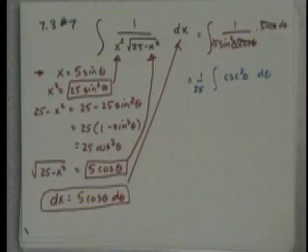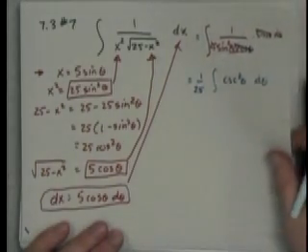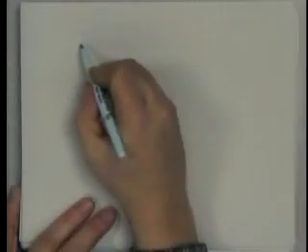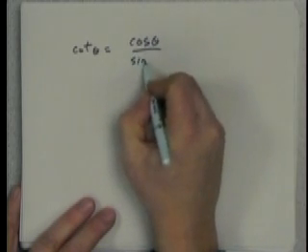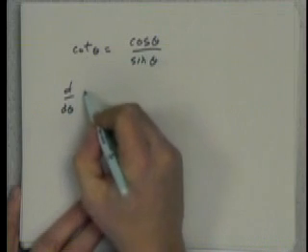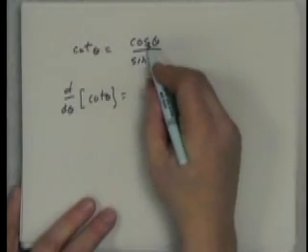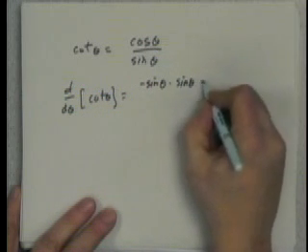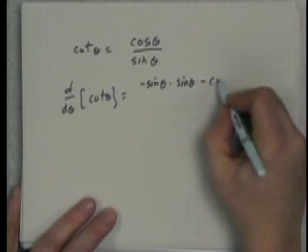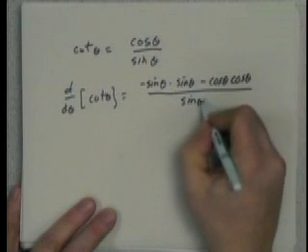Now, normally we don't deal much with cotangents and cosecants, but let me go as an aside here. Cotangent theta is cosine theta over sine theta. So the derivative with respect to theta of cotangent theta, and I can use the quotient rule here, is going to be the derivative of cosine, which is negative sine, times the denominator, which is sine, minus the derivative of the denominator, times the numerator, all over the denominator squared.